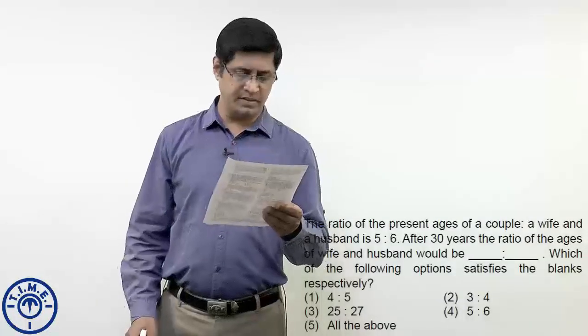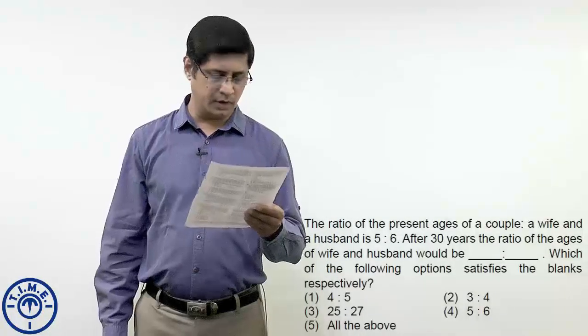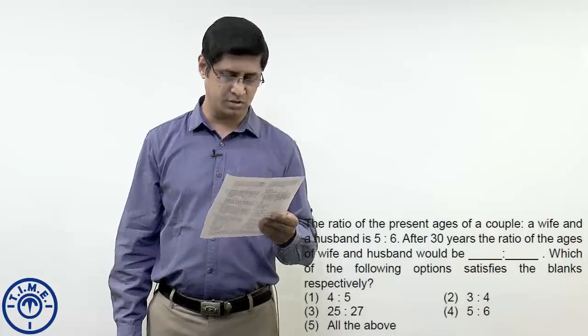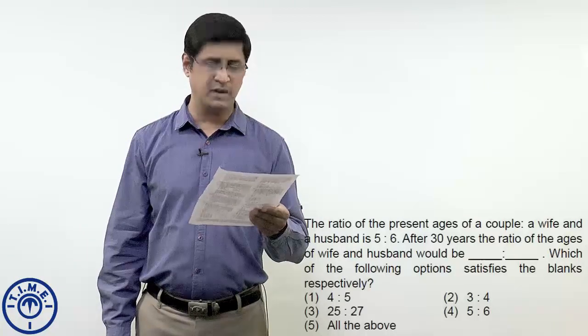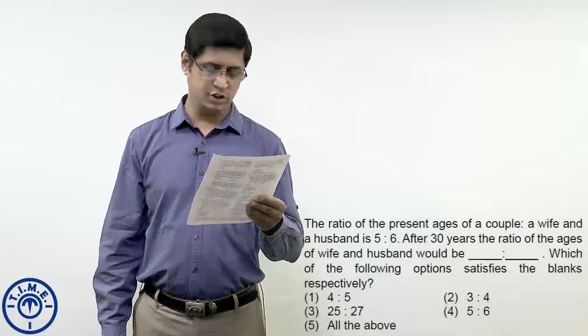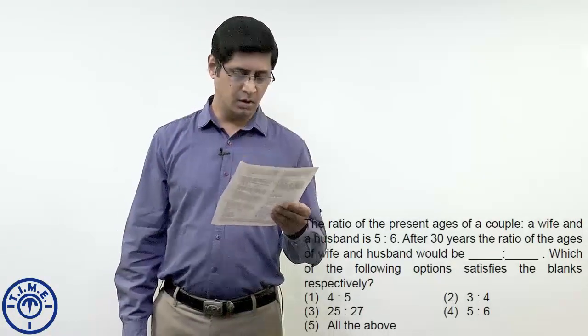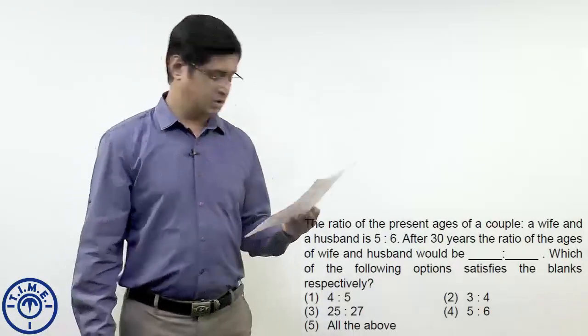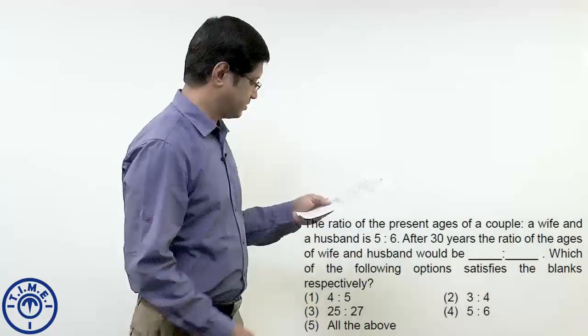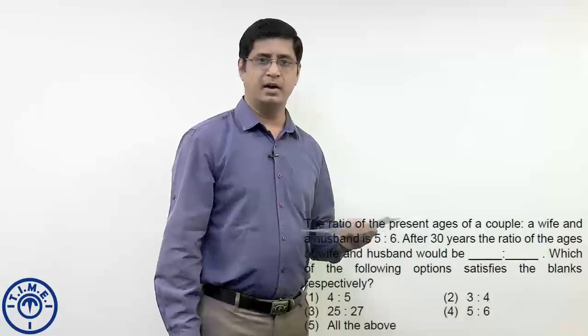The ratio of the present ages of a couple, a wife and a husband, is 5:6. After 30 years, the ratio of the ages of wife and husband would be dash is to dash, meaning 2 blanks are given here. Which of the following options satisfy the blanks respectively? Yes friends, this is one more example with 2 blanks. We need to answer the question by options only.